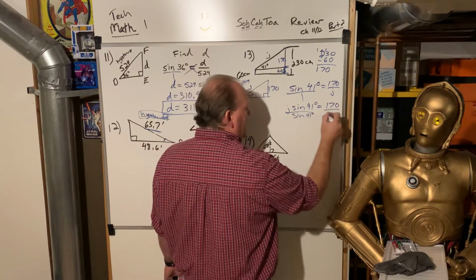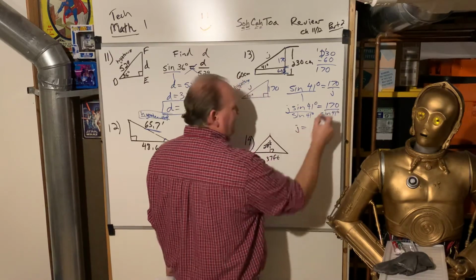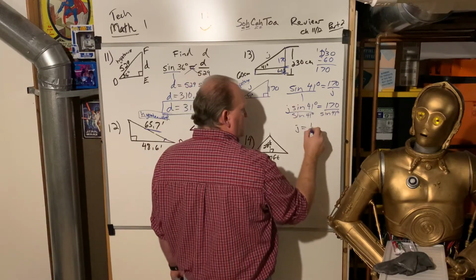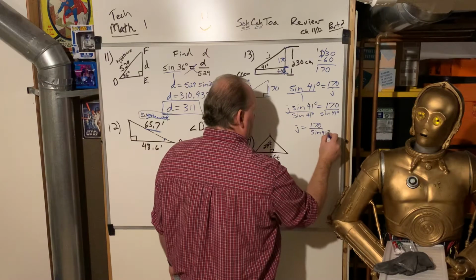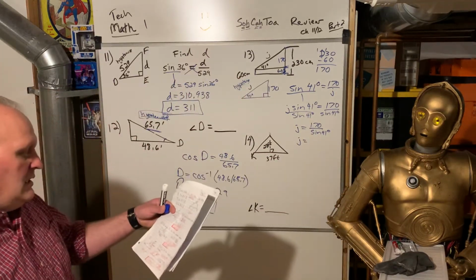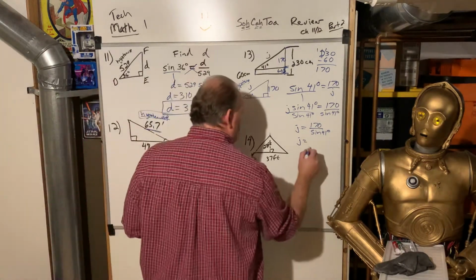But in the past, I've had Techmath students say, hey, do I have to show all that? I know they just switch spots, so I just put the j there and the sine 41 there. That's fine. You can do it that way. And then you divide and round it. So that comes to 259.123. So we'll call it just 259.